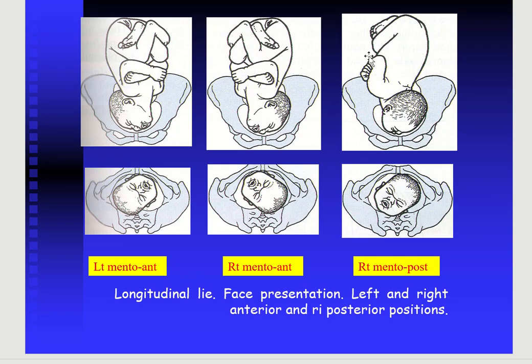In face presentations, the diameter that is presenting is the submentobregmatic, and it is equal to the suboccipitobregmatic diameter, that is 9.5. If there is an advancement in the progress of the labor, then it is delivered as normally as a cephalic presentation, and there come no problems. But in case of mento-posterior and mento-transverse positions, there may be a prolongation of the first and second stage of the labor, and in that case, sometimes we have to opt for the cesarean section if there is a delay in the delivery of the fetal head.